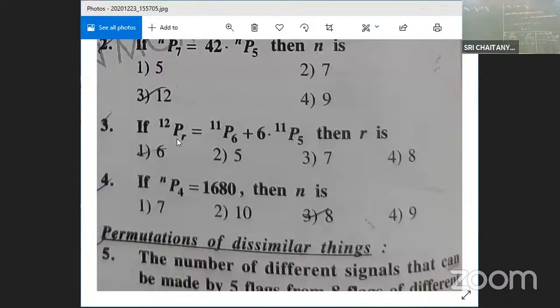We are having one synopsis like NPR plus R into NPR minus 1 is equal to N plus 1 PR. So by comparing, observe 11P6 plus 6 into 11P 6 minus 1, which is 5, is equal to 12PR. Therefore, by comparing, we are going to get R value is equal to 6. Copy this one.